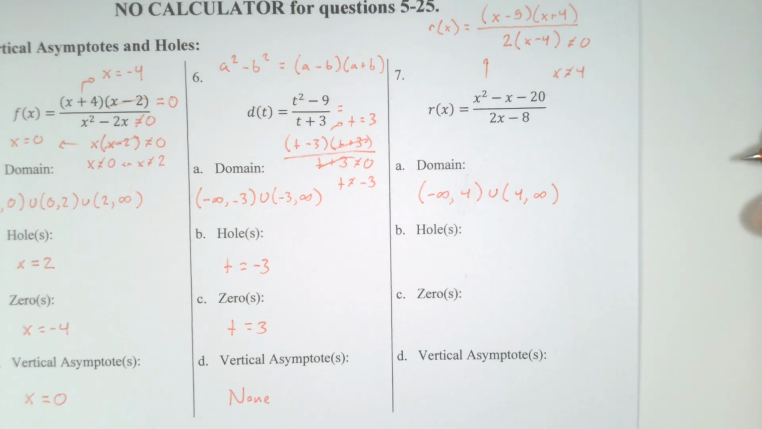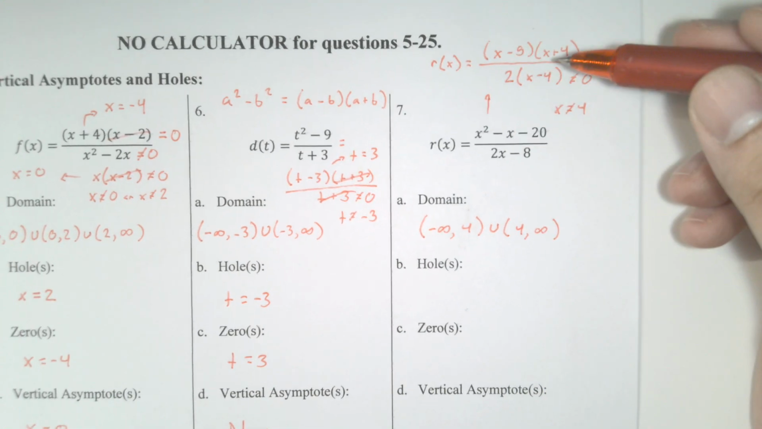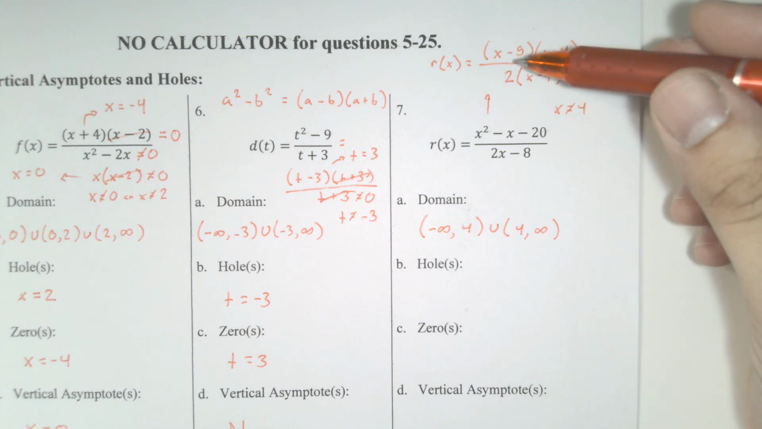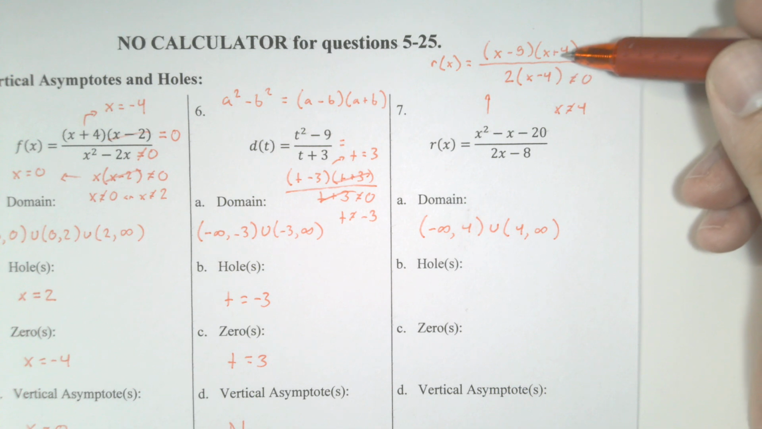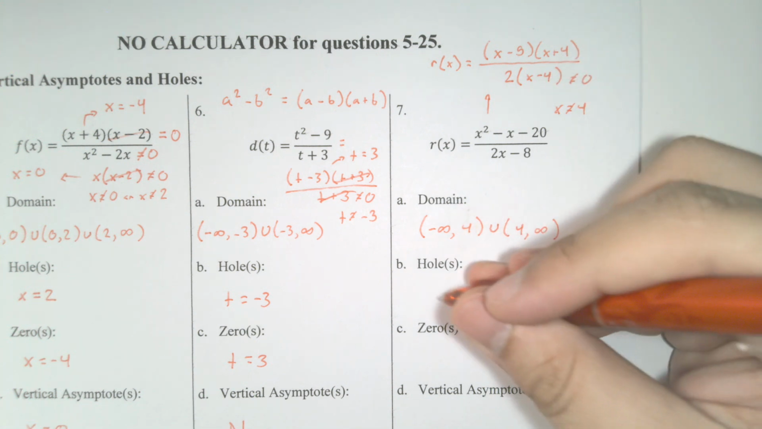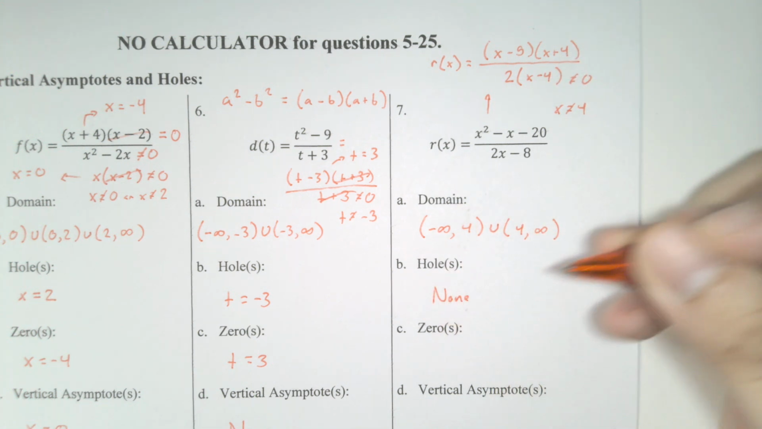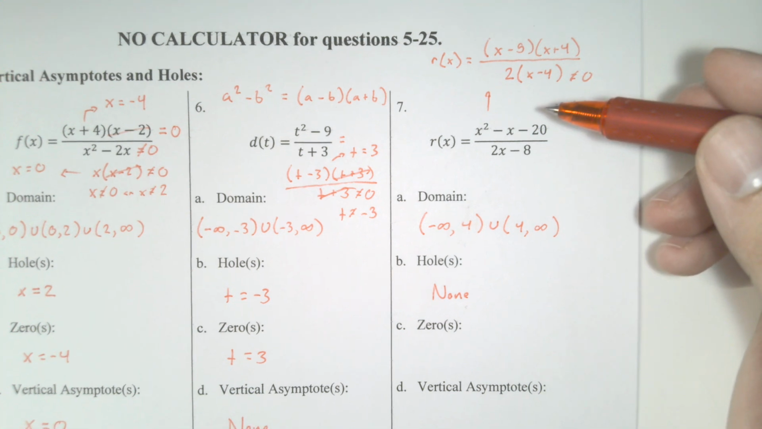For our holes, we have to find all of the common factors. We don't have any. We have x minus 5, x plus 4, x minus 4. Even though these are both 4s, the signs have to match exactly. So there are none.